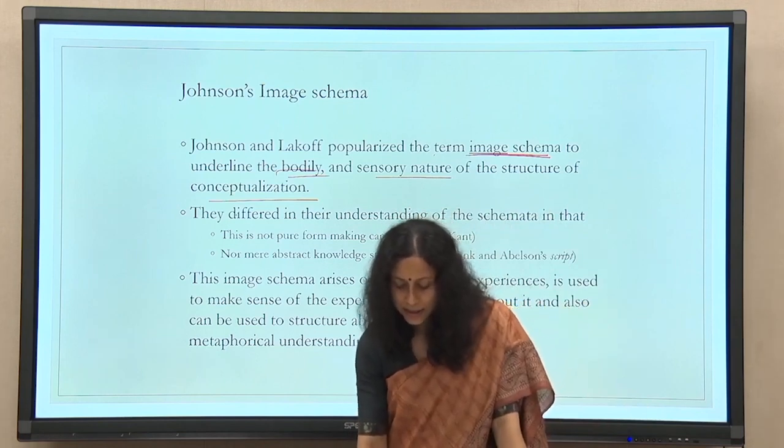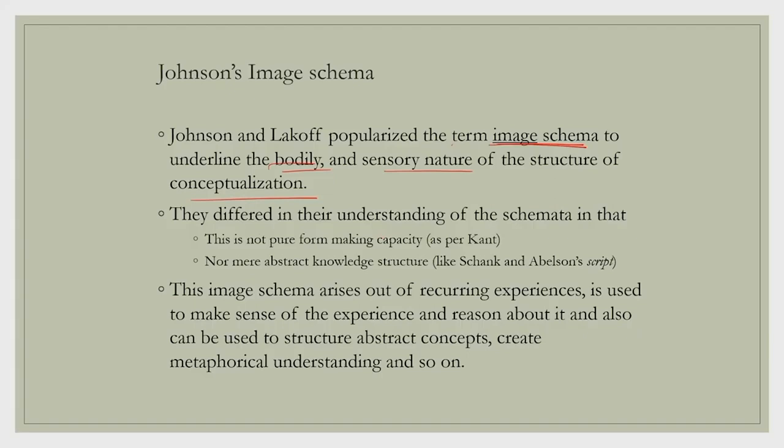However, Johnson's idea slightly differs from that of the earlier scholars. As far as Immanuel Kant is concerned, they do not agree that it is a purely form-making capacity. Similarly, they also do not agree with Abelson's understanding that it is a mere abstract knowledge structure. So, there are differences; however, the basic understanding remains the same.